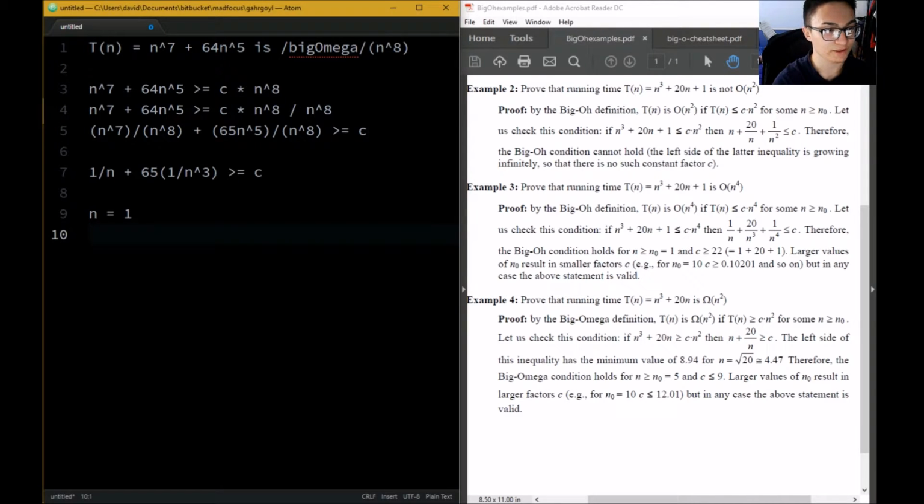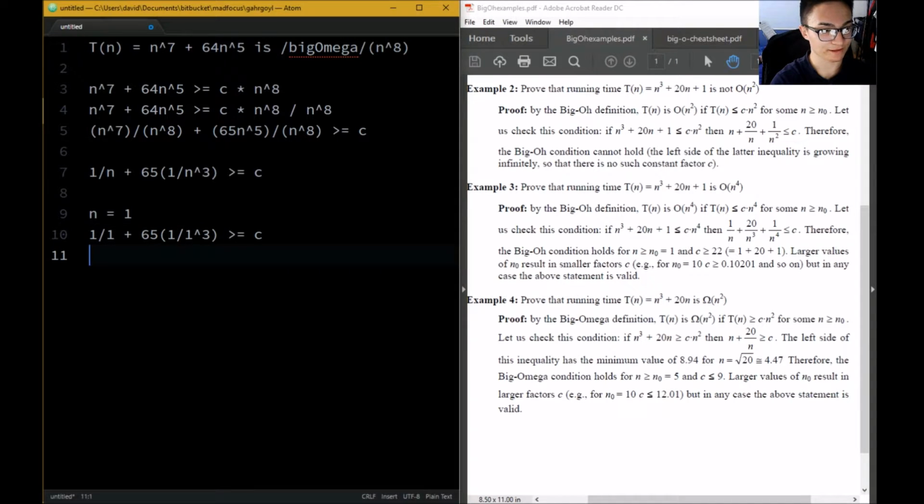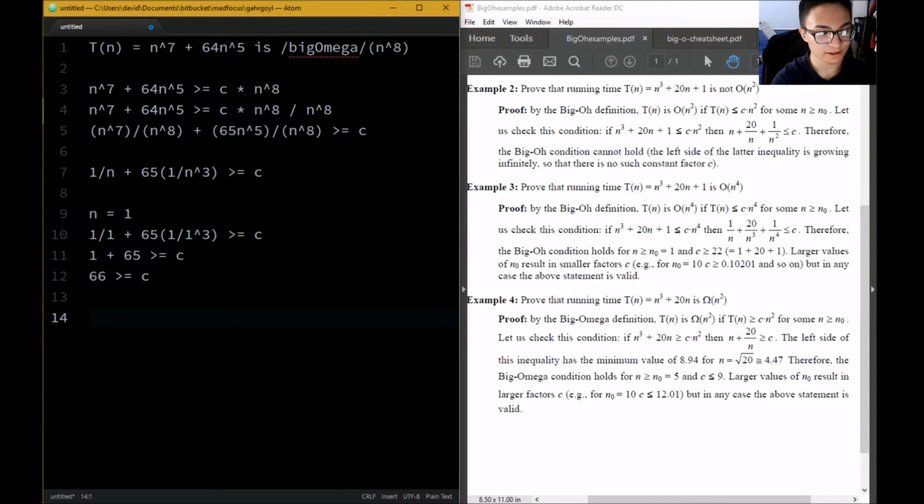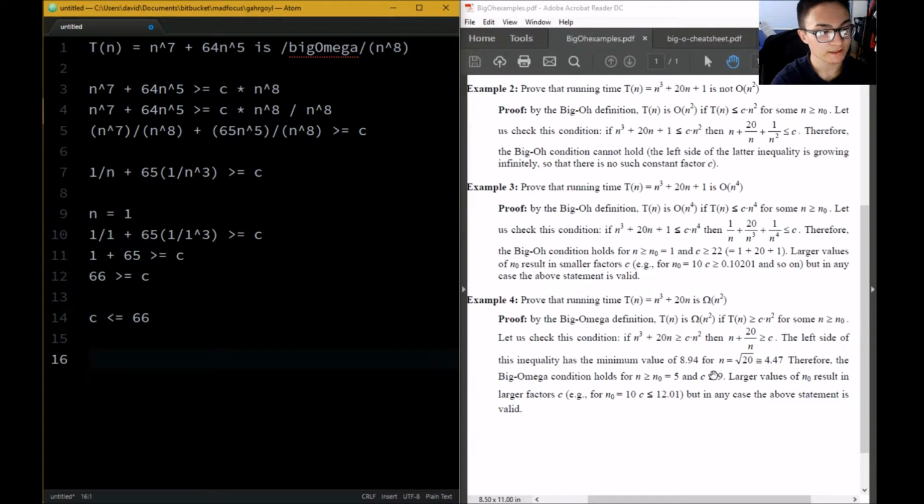So n equals 1, then it would be 1 over 1 plus 65, 1 over 1 to the 3rd is greater than or equal to c. So then we have 1 plus 65 is greater than or equal to c, which is 66 is greater than or equal to c. So then we have to make sure that this is true, right? So what did they do first? They swapped it. Where is it? C is less than or equal to 66, right? Because it's swapped.